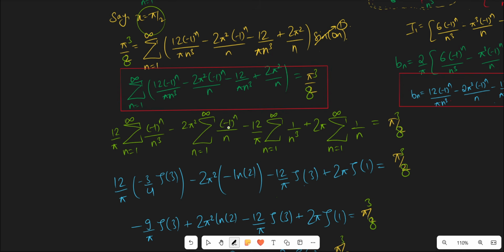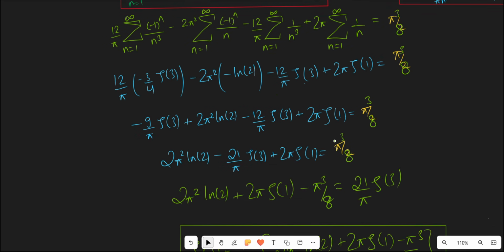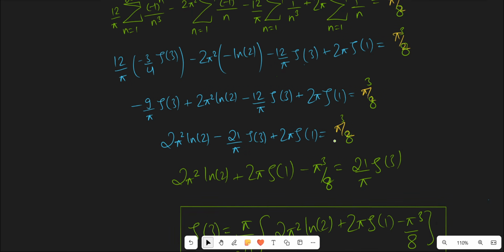And when you look at this series, we would have the series from n equals 1 to infinity of negative 1 to the n over n. And this is just negative ln 2. You can check it out when you put ln of 1 plus x as a series, right? And we have this thing as zeta of 3, we can see that, and this thing as zeta of 1. So all these stuffs are going to give pi cubed over 8 equal to pi cubed over 8, right?